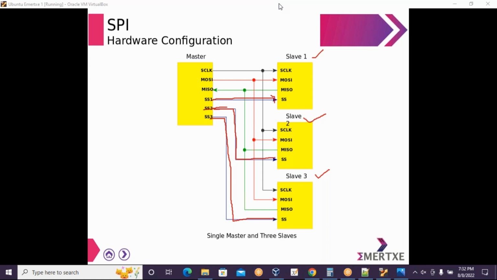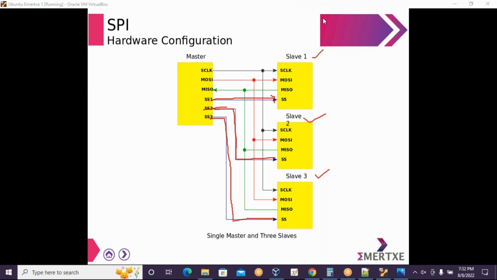So remember, going ahead, there can be a hardware complexity. The number of wires increases, so the hardware complexity is going to increase. So this is an issue from the hardware side. As the number of slaves increases, the number of wires also increases. So this is an issue with respect to this configuration of a single master multiple slave.